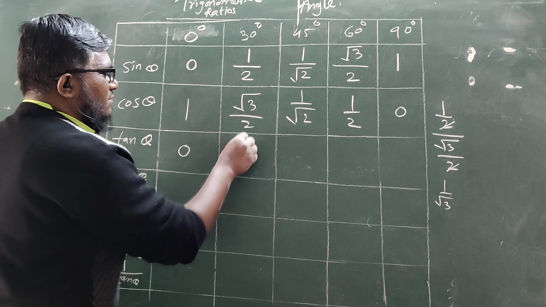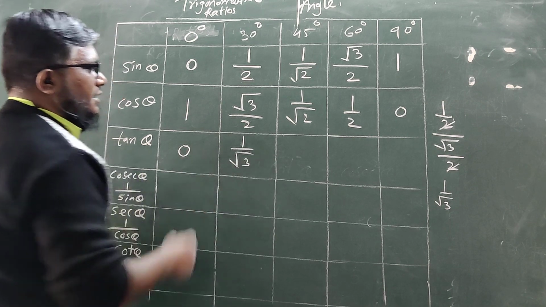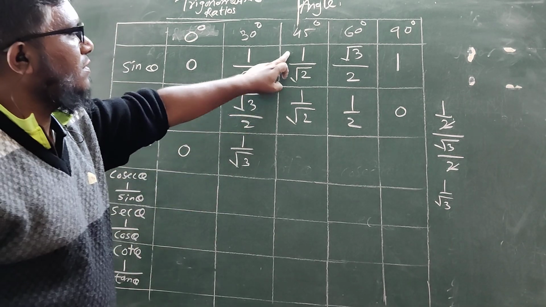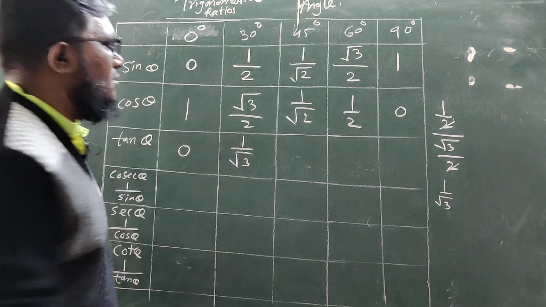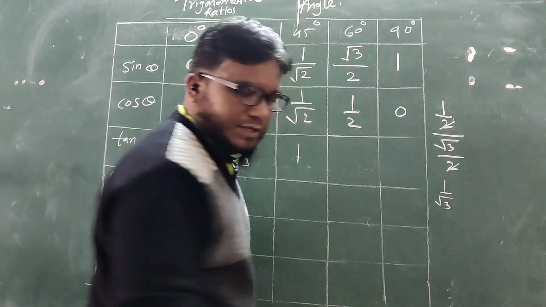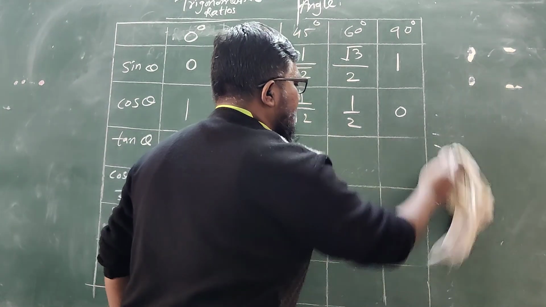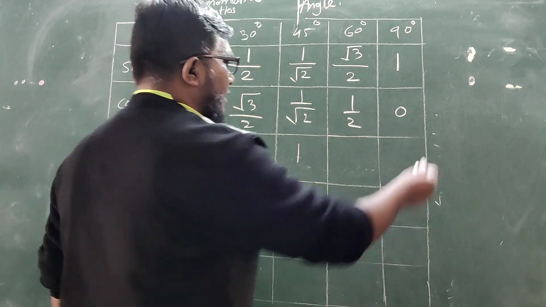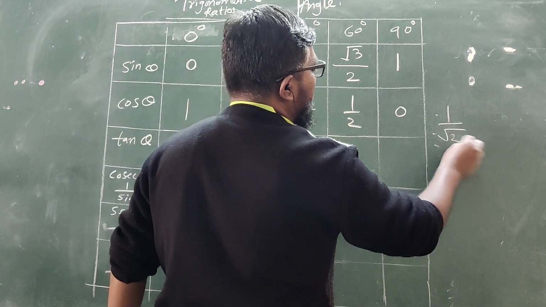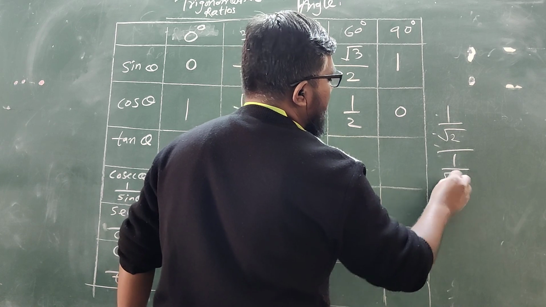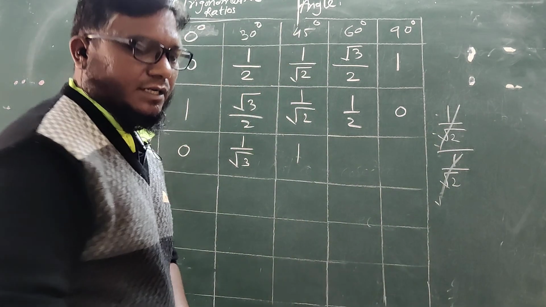Then we will write 1 upon under root 3 here. Now similarly, 1 upon under root 2 divided by 1 upon under root 2, all things will be cancelled like this. When we divide 1 upon under root 2 by 1 upon under root 2, everything is going to be cancelled.